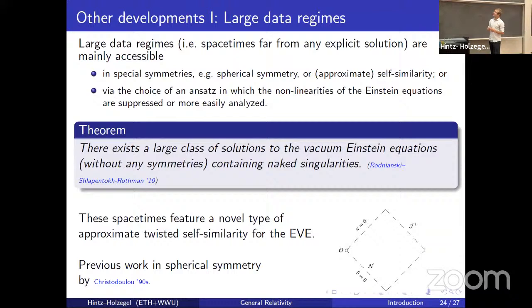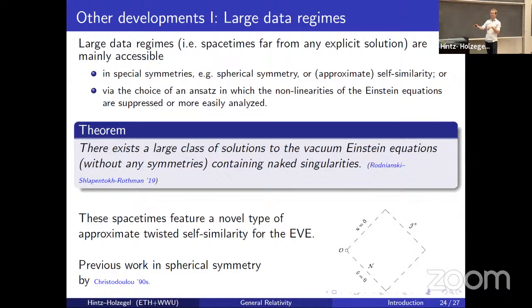In the remaining little time, I just want to mention a few other developments. Large data regimes are one very interesting arena. Large data meaning you're far from any of the explicit solutions. Given the nonlinear character of the Einstein equations, that's very hard to analyze in general. There are two standard means to get to that setting. One is to impose special symmetries, such as spherical symmetry or approximate self-similarity. The other approach is via a very careful, deep choice of an ansatz in which some nonlinear terms of the Einstein equation pair favorably.